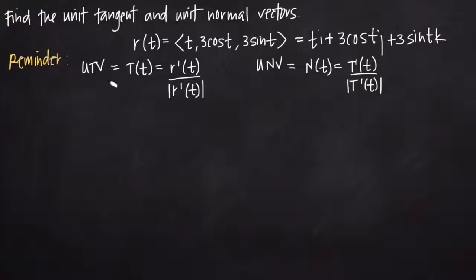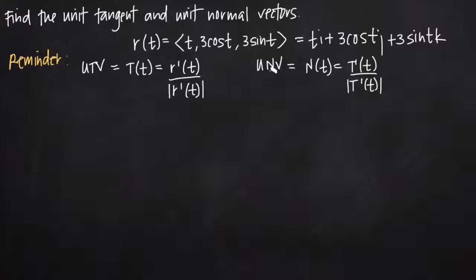Now, as a reminder, we have the formulas here for the unit tangent vector, which is going to be denoted by this capital T of t here. And as you can see, the unit tangent vector we find by taking the derivative of r of t, so we get r prime of t, and then we also are going to need the magnitude of r prime of t, which we'll talk about in a second.